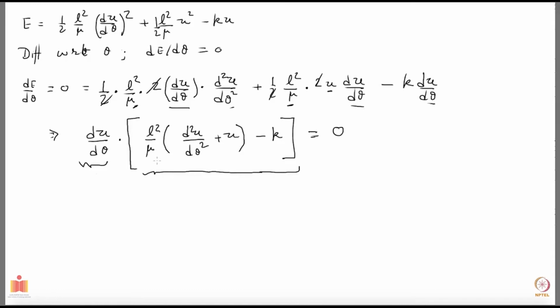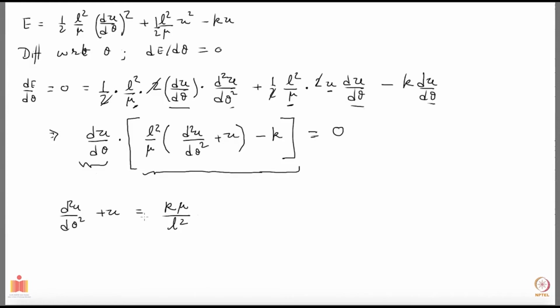Let me write it in the following form. So I get d2u over d theta squared plus u is equal to k mu over L squared. Okay, that's nice. Our equation for u is basically r. Remember, u is 1 over r. So you have an equation of your orbit now in front of you.